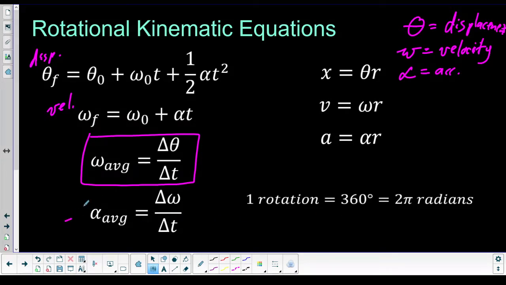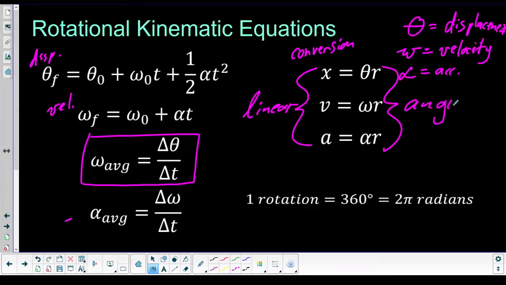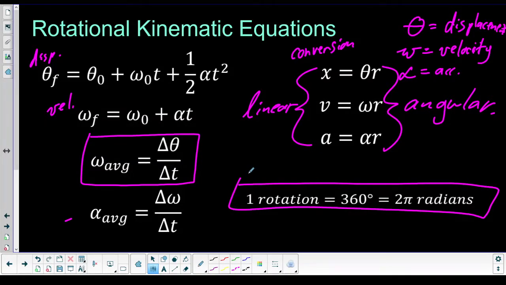Here's average acceleration. Here is the convert, how about we, instead of convert, we call them conversion. Is that how you spell that? I don't know. Conversion equation. So this is how you go from the linear stuff to the angular stuff. Okay. I'll show you how to use this stuff on the first example, I think. And then here's just some handy constants or conversion ratios to know.